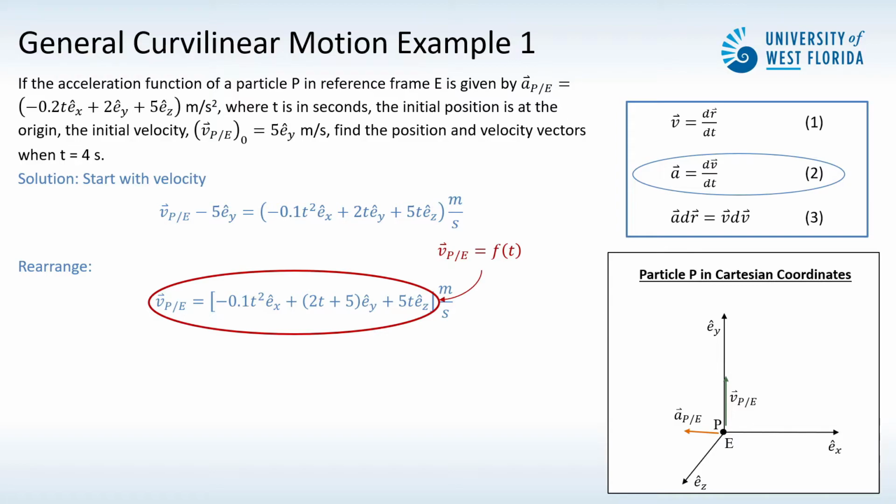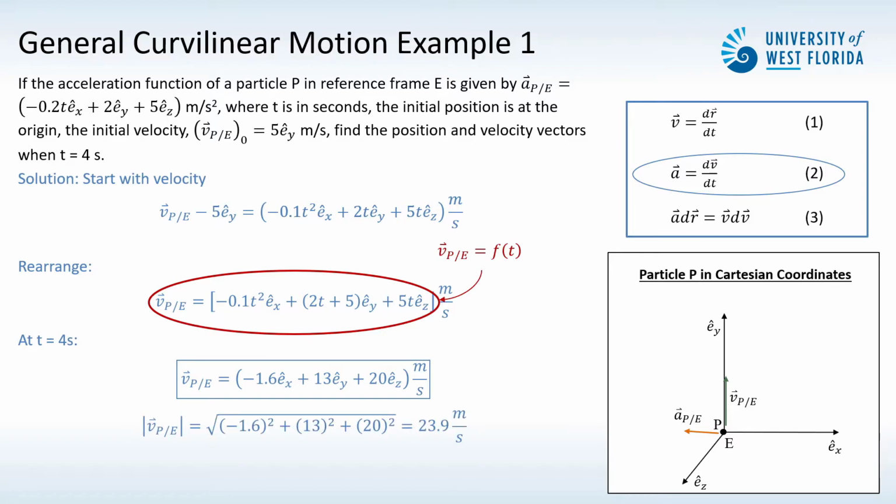For now, substitute t equals 4 seconds into the expression, and we find that the velocity vector is negative 1.6 ex plus 13 ey plus 20 ez in meters per second. If you're ever asked to find the magnitude of the vector, you just take the square root of the sum of the squares of the magnitude in each direction.